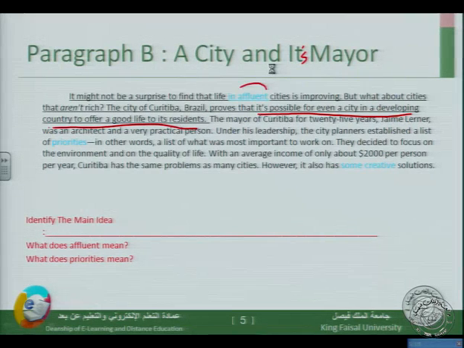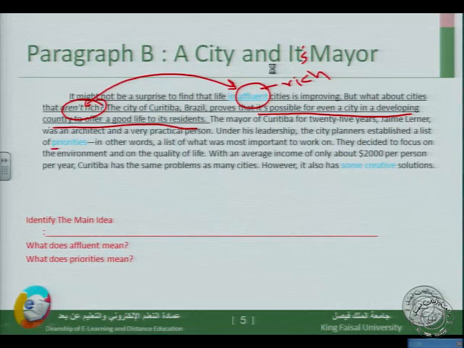What does affluent mean? If you read now, it might not be a surprise to find that life in affluent cities is improving. But what about cities that are not rich? So affluent and not rich, actually, affluent means rich, okay? And the opposite of rich is poor. So not rich is the opposite of affluent cities.